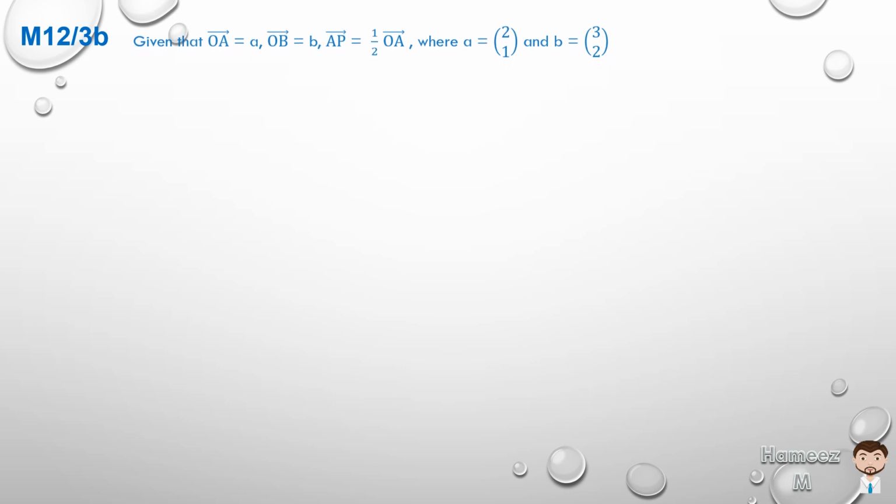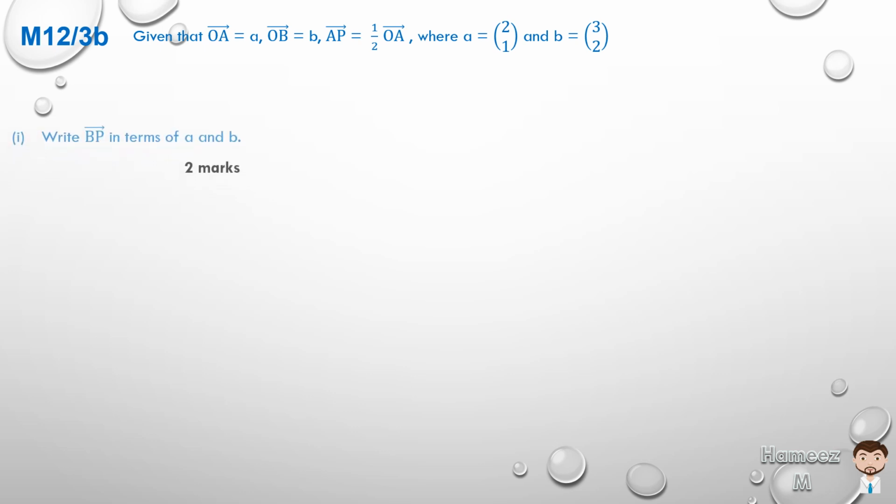May 2012, number 3b. Given that the vector OA can be represented as a, OB represented as b, and AP is equal to half OA, where a is equal to (2, 1), and b is equal to (3, 2). Part 1. Write BP in terms of a and b. So this falls under the topic of vectors, and we found for students who are struggling, the best thing to do is make a sketch.